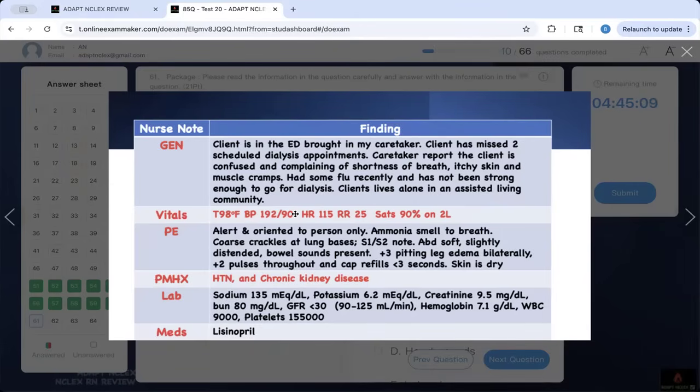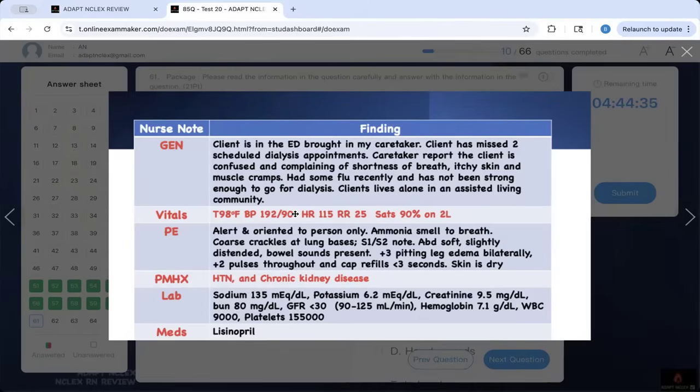Adventitious breath sounds in the lungs, abdomen is distended, bowel sounds present. He has +3 edema because he has not had dialysis. And the capillary refill is less than 3 seconds. Fluid overloaded. His skin is dry. He has chronic kidney disease. These are his labs. Sodium 135, potassium 6.2, creatinine 9.5. GFR is very, very low. Hemoglobin anemic, consistent with what? Chronic kidney disease. His platelets are normal.